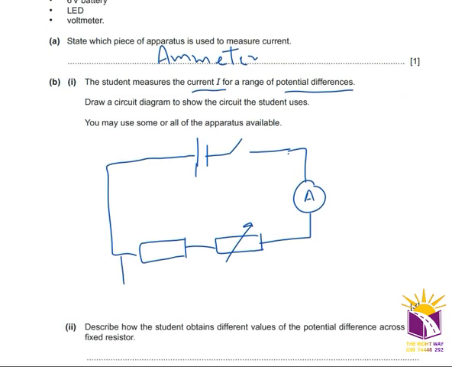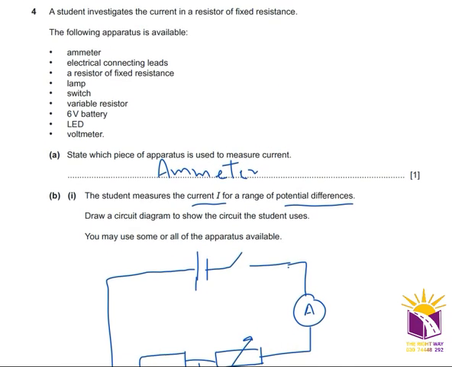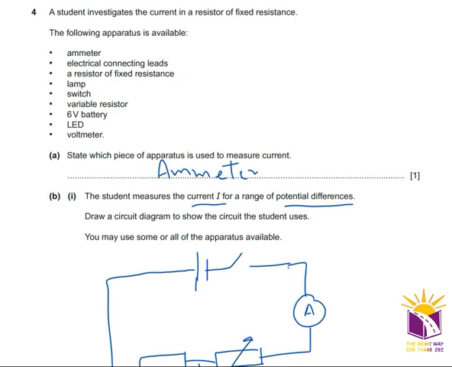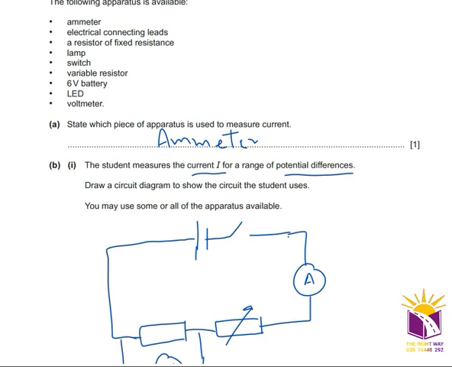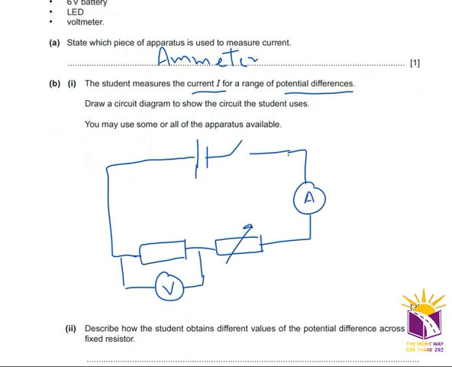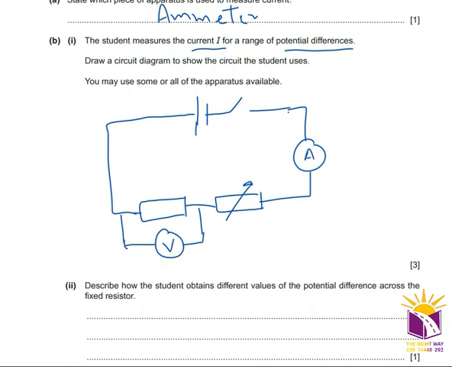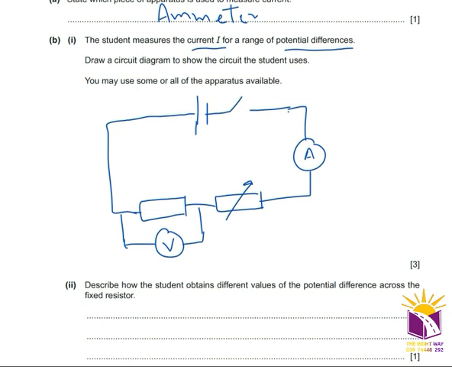Now across the resistor you are going to connect the voltmeter. Okay, you are going to use only the resistor because we are going to investigate the resistance of a fixed resistor, so we are not going to use the lamp over here. So the voltmeter is across the resistor and the ammeter measures the current every time. The variable resistor is used to change the value of current in the circuit. As the current changes, the variable resistor voltage changes, so the voltage across the fixed resistor also changes.